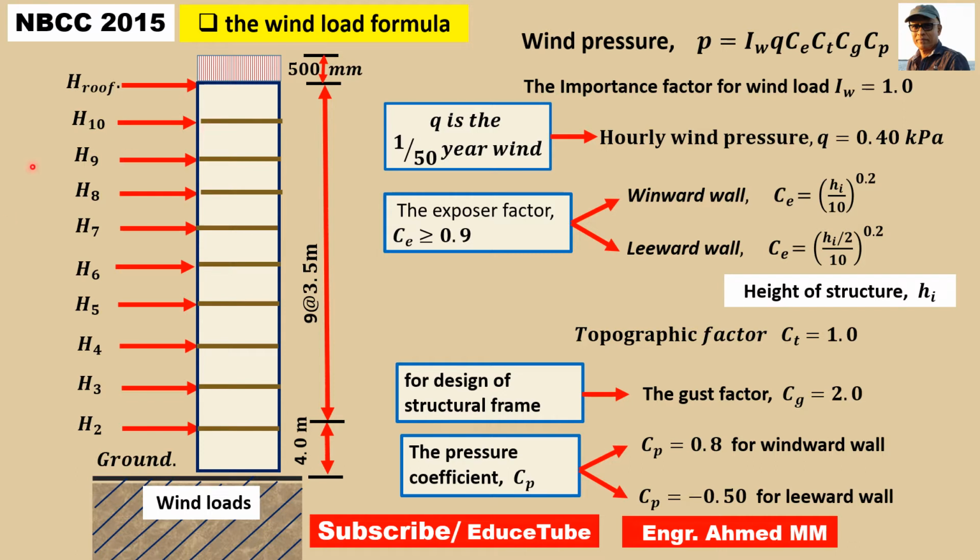Another important thing also: if we look, all the floor heights are 3.5. So 9 times 3.5 plus this 4, this is for the ground floor, as well as this 500 millimeters for the parapet. Total height is 36 meters.